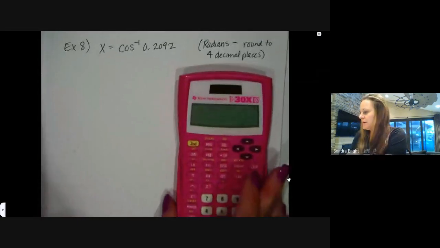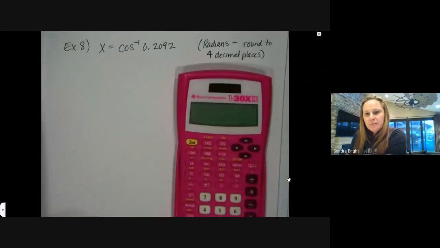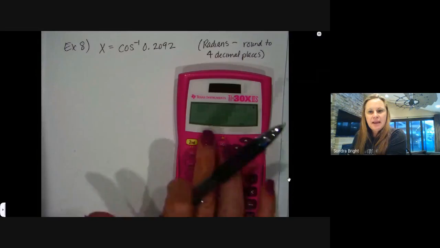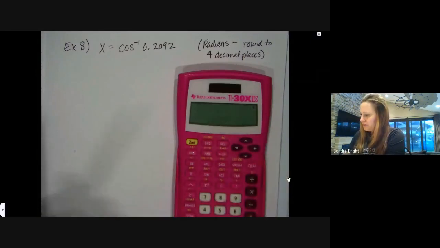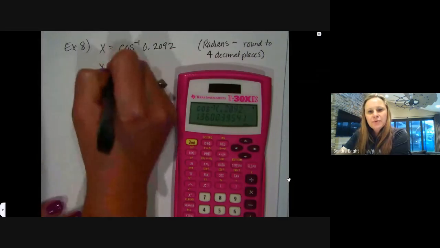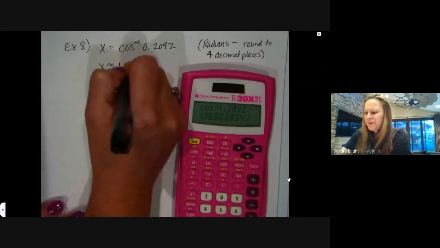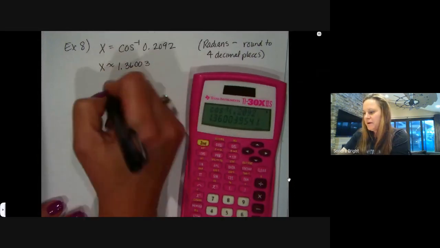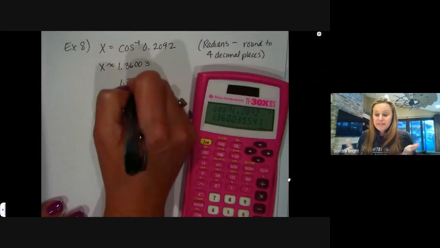So we've got inverse cosine of 0.2092. So you need to make sure you're in radian mode. Remember, right now I'm in degree mode, so I'll hit DRG, arrow to the right, hit enter. Now my calculator says rad mode. And I'll just go second cosine. That brings up inverse cosine, 0.2092, enter. And I get x is approximately 1.36003. So that means I'm going to give 1.3600 as an answer, going to 4 decimal places.